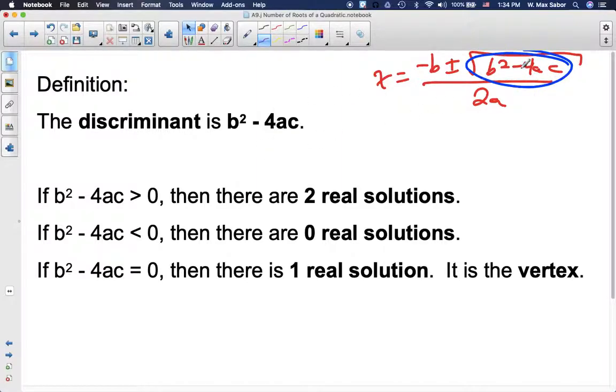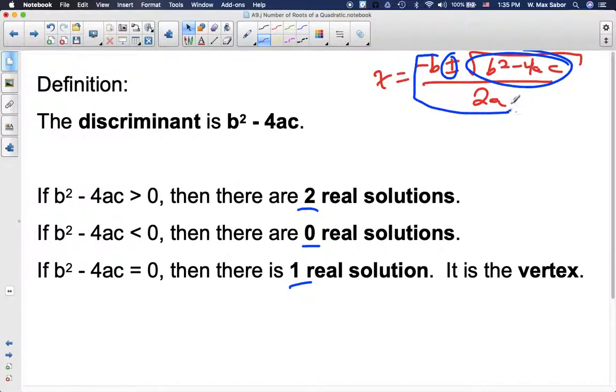If that's positive, then we'll have plus or minus 2 solutions. If it's less than 0, then we can't take the square root of a negative, so there is 0 solution. If we have this being 0, square root of 0 is 0, but adding 0 and subtracting 0 are the same thing. That's one solution, which is the vertex.